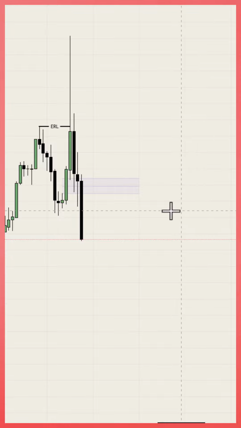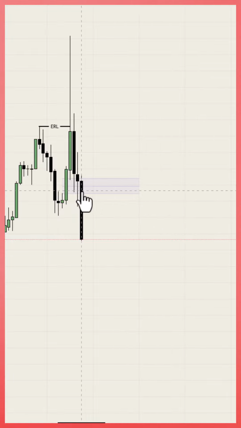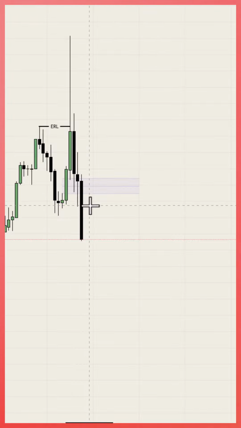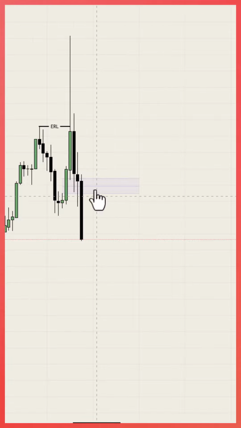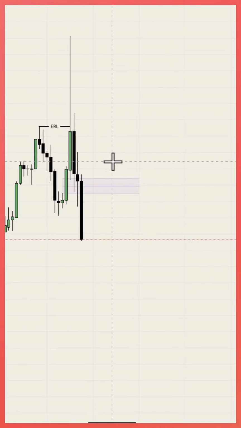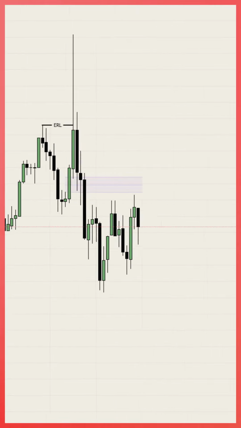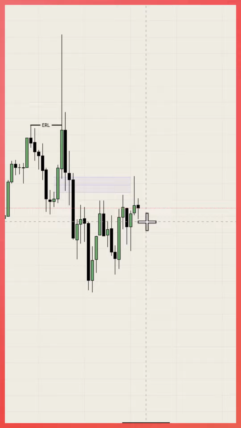Now we see price has failed to hold at the fair value gap. And when this happens, let's know that all hope is not lost. What we need to do is wait for price to come into the failed fair value gap, which is the inversion fair value gap, and we can have our trade from there. Now we see price has come into the inversion fair value gap.